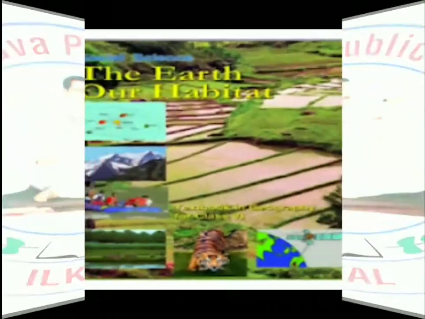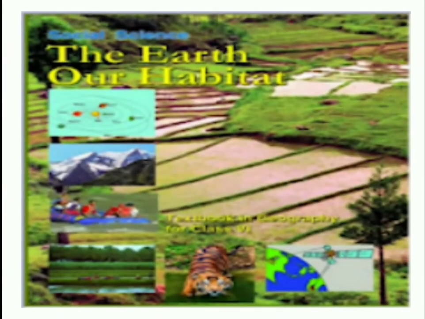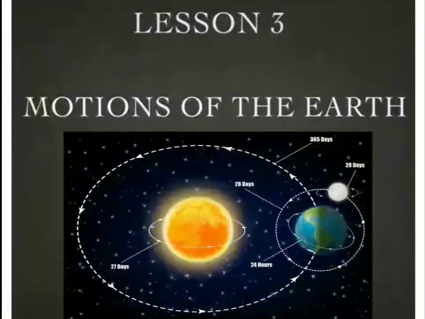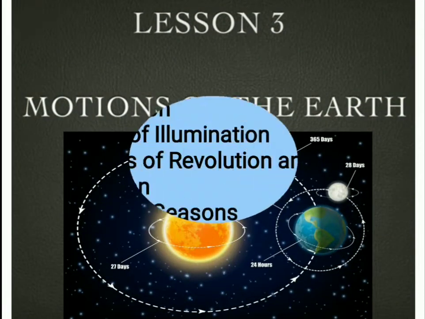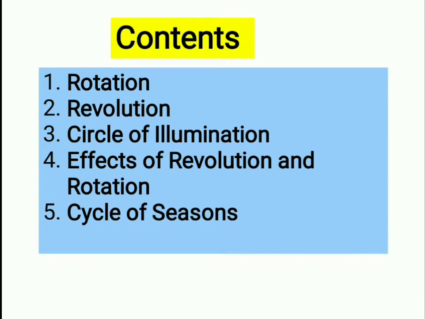Dear students, we have started NCERT class 6th geography, The Earth Our Habitat, chapter number 3, Motions of the Earth. And in the present video class we are going to discuss the remaining contents. Those are revolution, effects of revolution and cycle of seasons. So what is the definition of revolution?